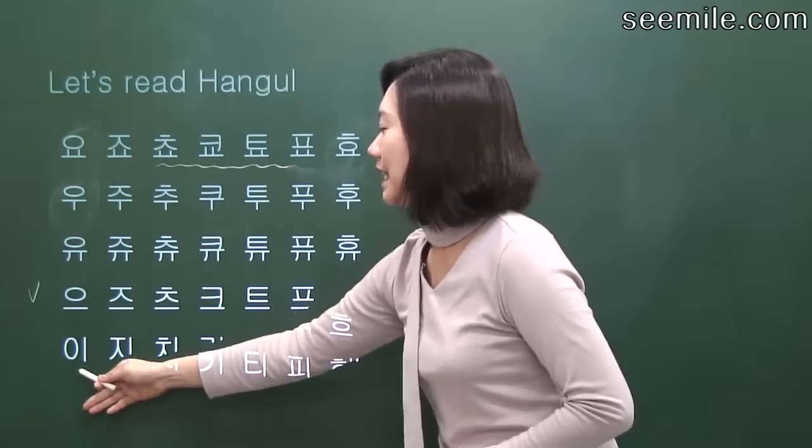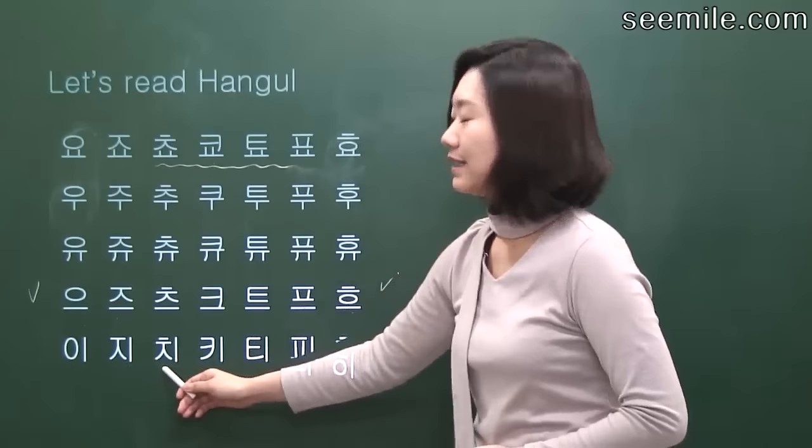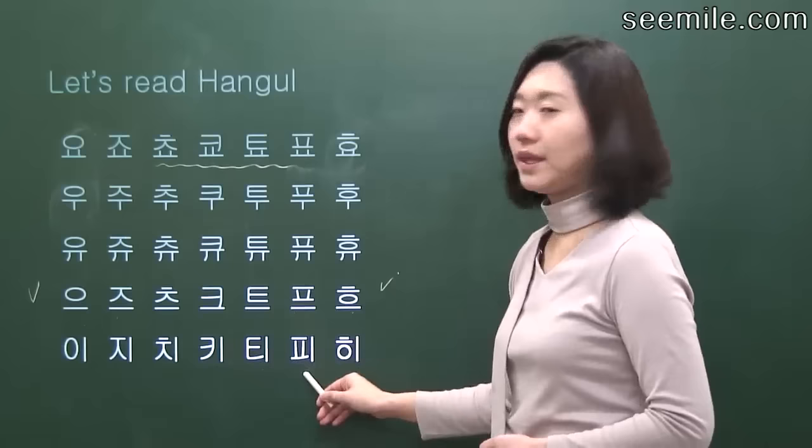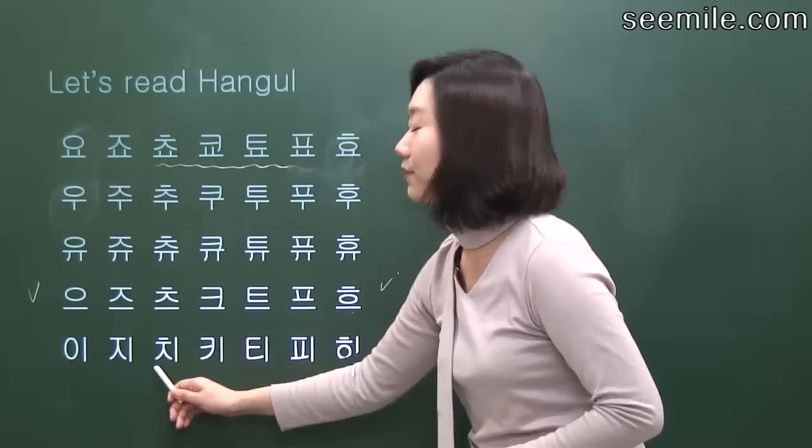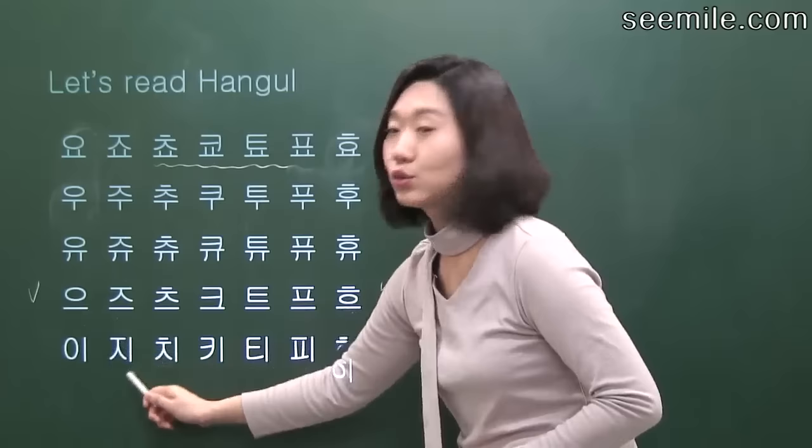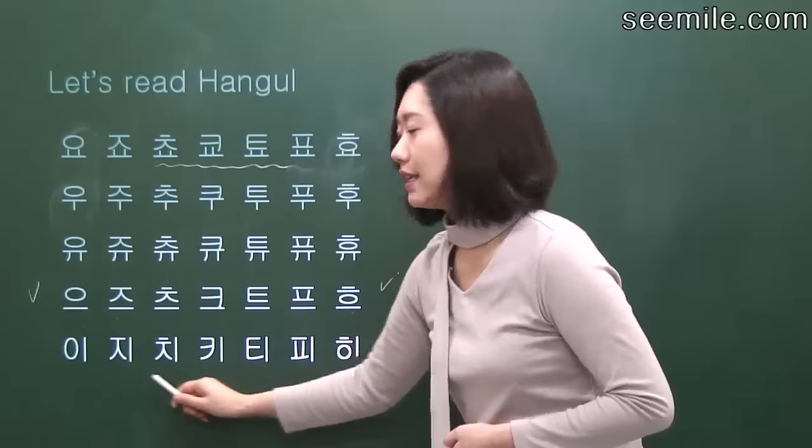Okay. 이 sound. 이, 지, 치, 키, 티, 피, 히. Can you distinguish 지 from 치, 치 from 지? It's 지, it's a normal sound. 치 is an aspirated sound. 지, 치. Okay.